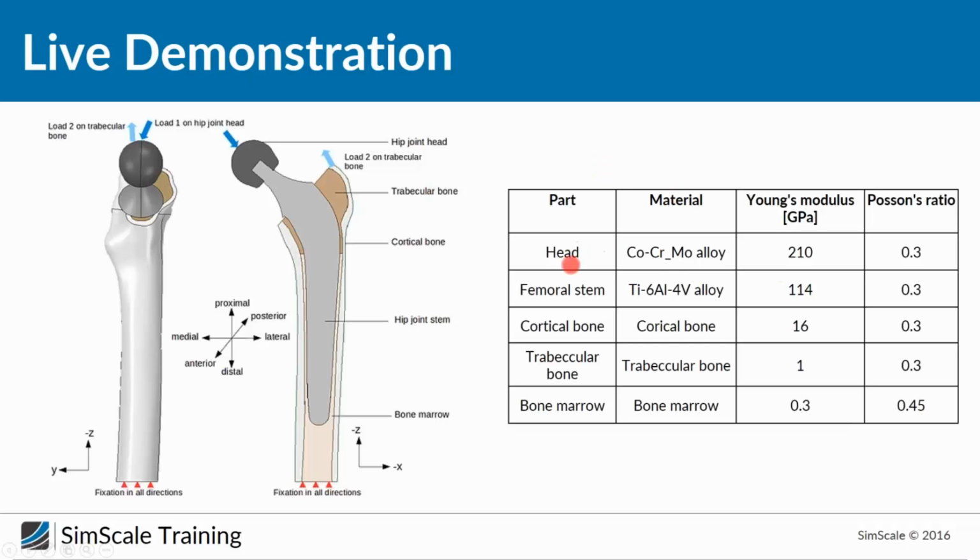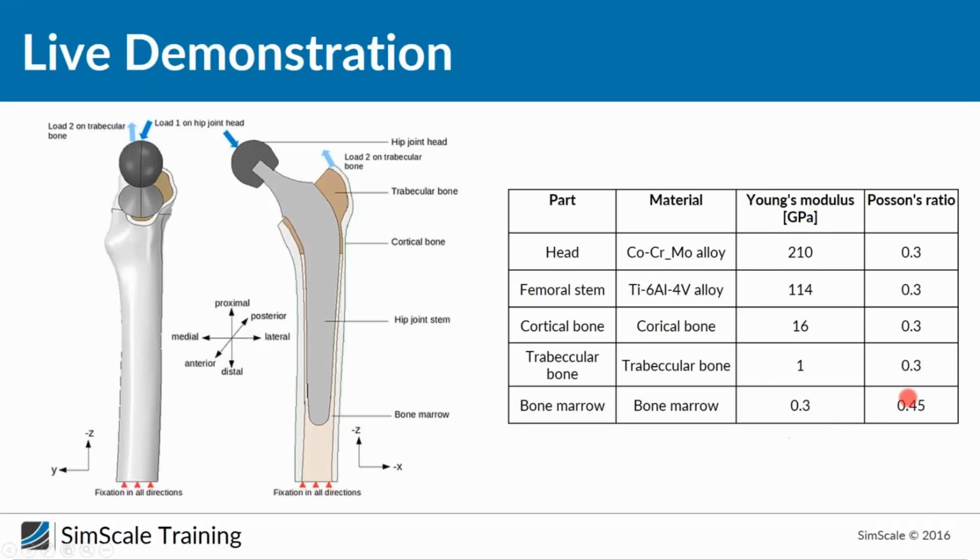We have the head made from cobalt chrome. We have the femoral stem made of a titanium aluminium alloy. We have the cortical bone, which is our own material. We have the trabecular bone, and we have the bone marrow. And here you can see, by the way, all the different mechanical properties.